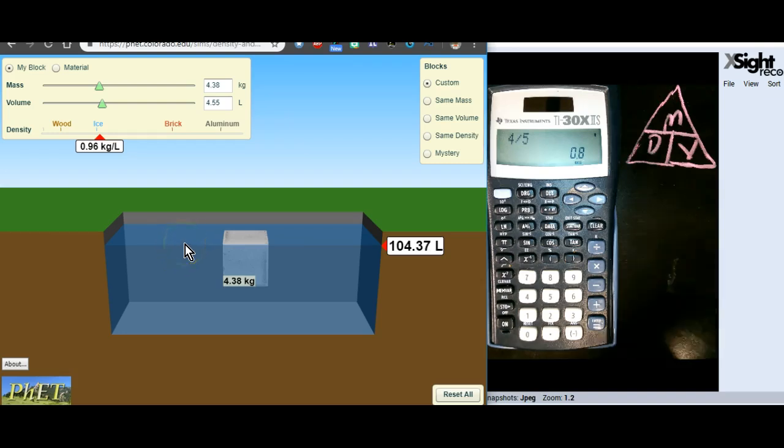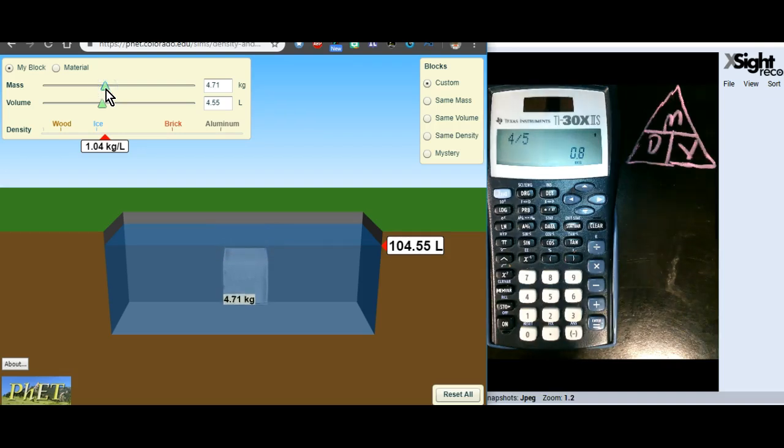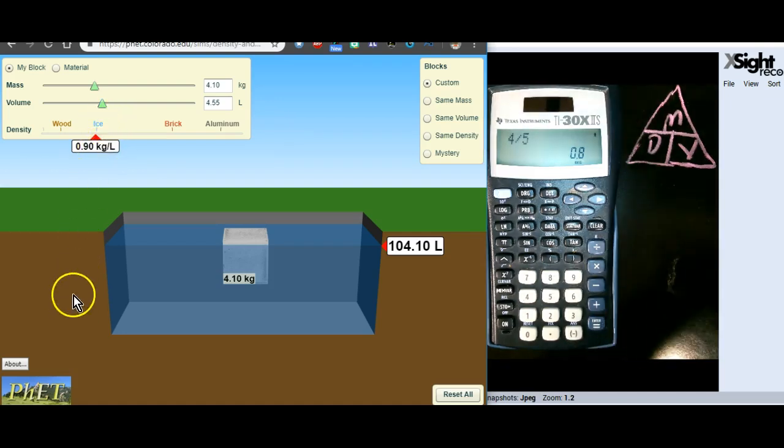So this is a key concept. Anything that is more than 1 gram per milliliter is going to sink. Anything that is less than 1 gram per milliliter is going to float. Now somebody out there is going to ask, well, what happens if it's exactly 1? We'll talk about that later.